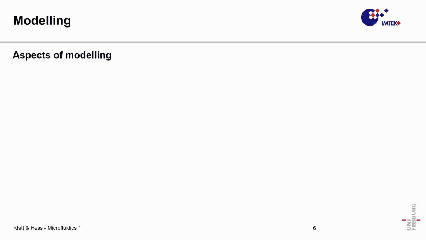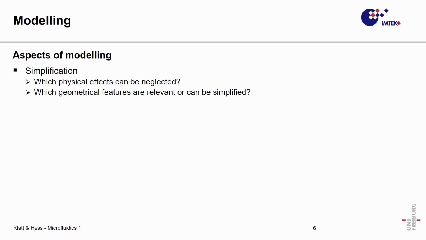As you're typically limited in your resources, you also have to think about simplification. So before you start any simulation, you should again think what physical effects can be neglected or which geometrical features are really relevant or can be simplified. You typically want to simplify your model for various reasons. One, of course, is that the validation of an easier model is also easier. And the second one is that you're typically limited in resources, and the more complex your model is, the higher are the resources you need for simulating your model.